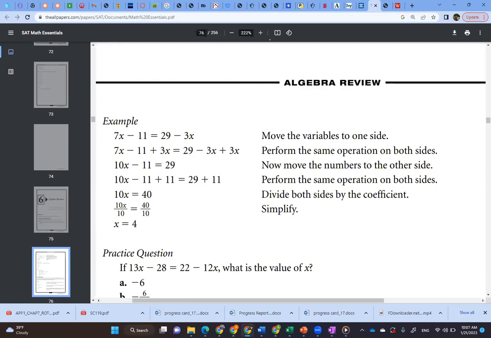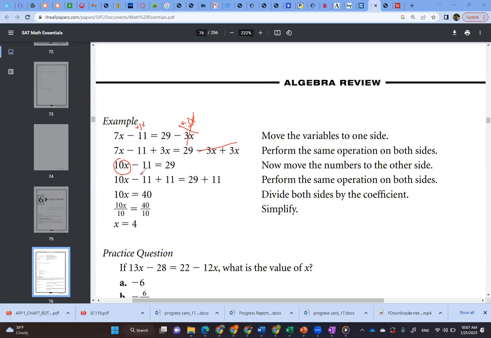So what you're gonna do here, you're gonna add 3x to both sides of the equation. So 3x plus minus 3x cancels out. And here it is going to be 7x plus 3x, which is 10x. And here, as we mentioned, this is going to cancel out. Still, you have negative 11 and 29.